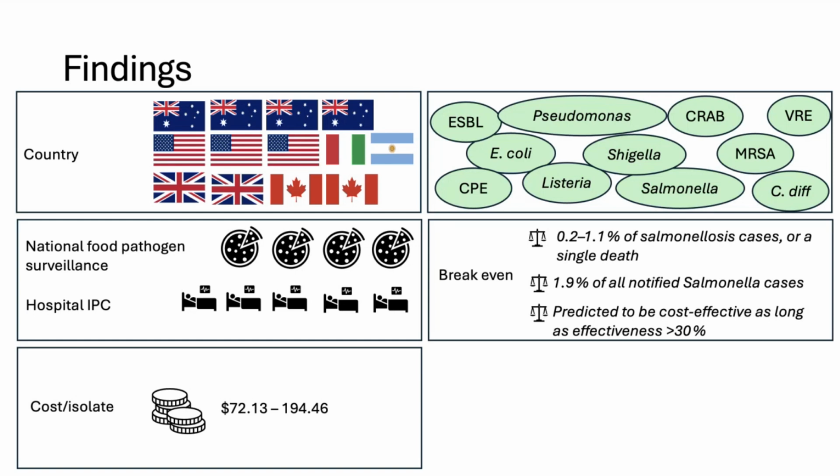For example, even the two studies that quoted a break-even point for salmonellosis: one of them was saying between 0.2 to 1.1% of cases of salmonellosis or a single death would need to be averted in order for that program to break even. Another study, it was 1.9%, but of all notified salmonella cases. Another study predicted to be cost effective, I think this was a hospital surveillance, as long as effectiveness was greater than 30%. So these are quite heterogeneous in the reporting.